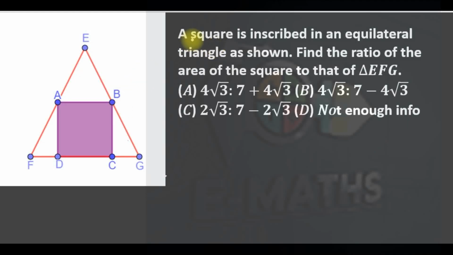Okay, we are given a square inscribed in an equilateral triangle as shown. Find the ratio of the area of the square to that of the triangle EFG.